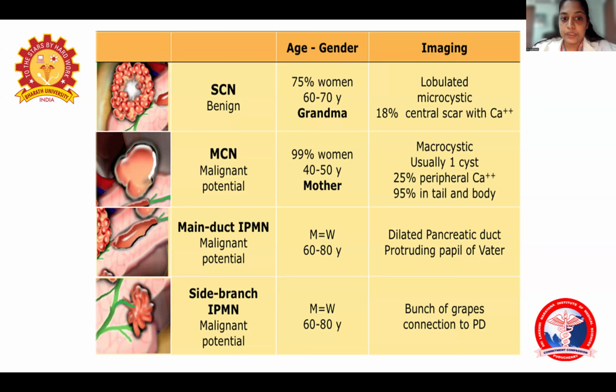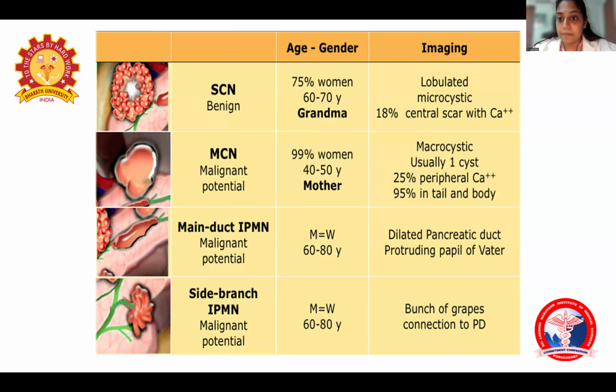Coming to mucinous cystadenoma. Mucinous cystadenoma has a malignant potential. This is very common in women. So let's say it is 99% prevalent in women in the age group of 40 to 50 years. So we call this the mother lesion. So see, 60 to 70 is the grandma lesion, 40 to 50 years is the mother lesion.